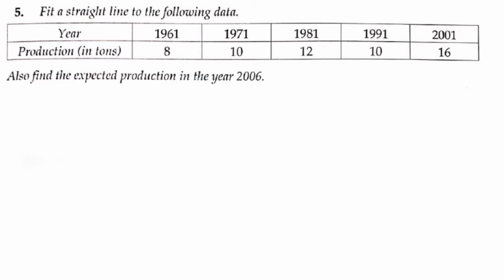Now let us take the next problem. Fit a straight line to the following data. Year, production in tons, means in the year 1961 the production is 8 tons. In the year 1971 production is 10, and so on. They have given the data.